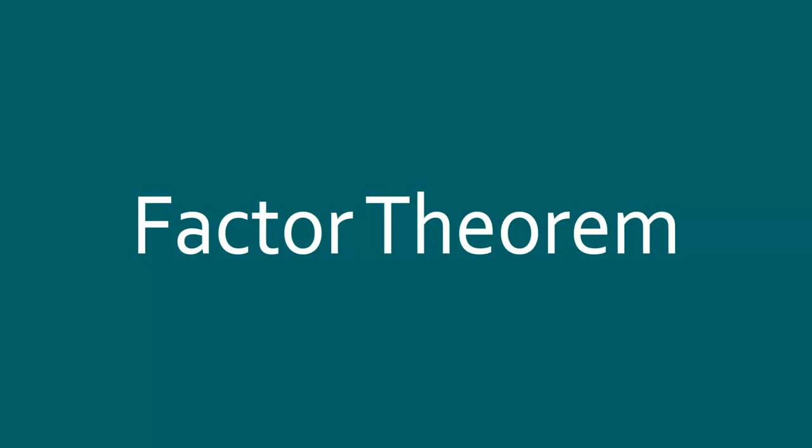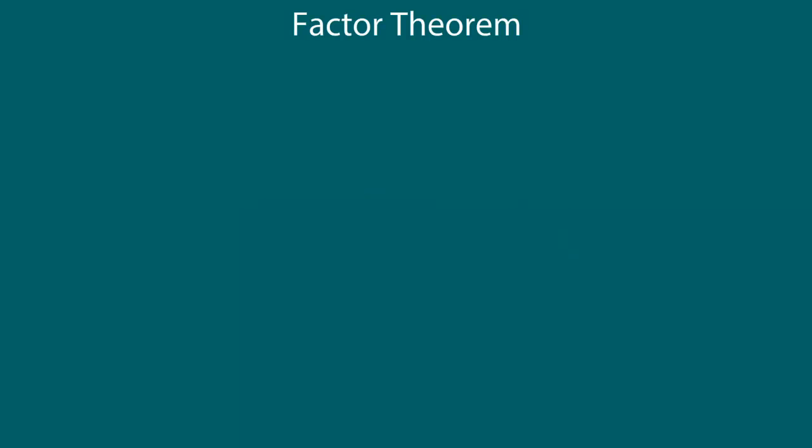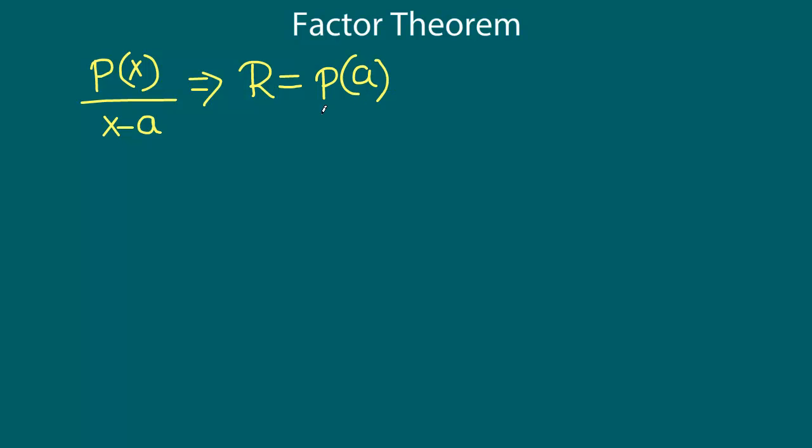Let's find out what is the factor theorem. Now, we have done a great deal of study on the remainder theorem. We have seen that the remainder theorem says that if p(x) is any polynomial of degree greater than or equal to 1, and if we divide this polynomial by x minus a, where a is any real number, so this is a linear polynomial, then the remainder of this division will be simply the value of the polynomial at x equals a.